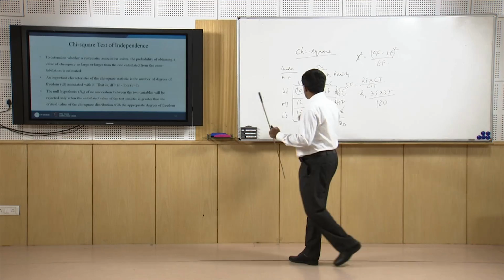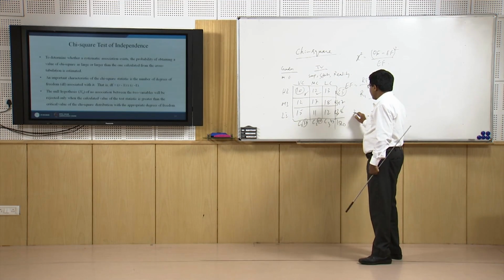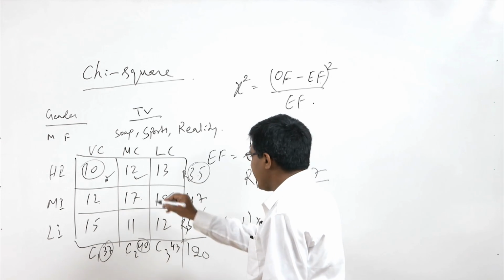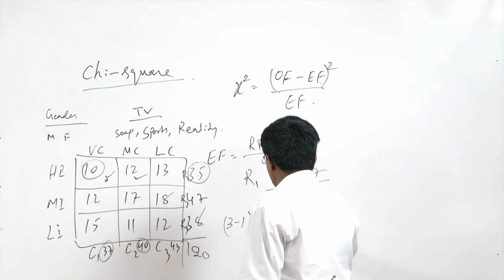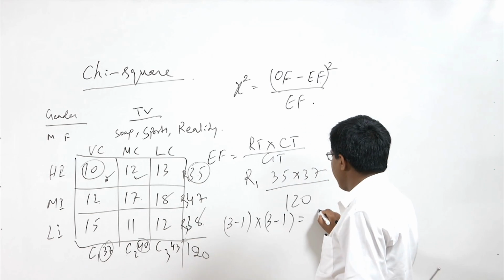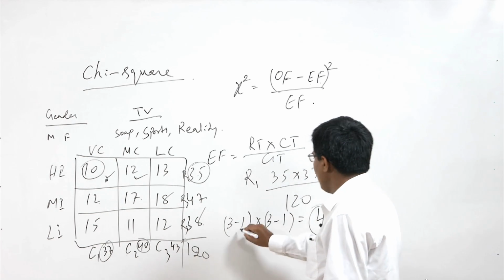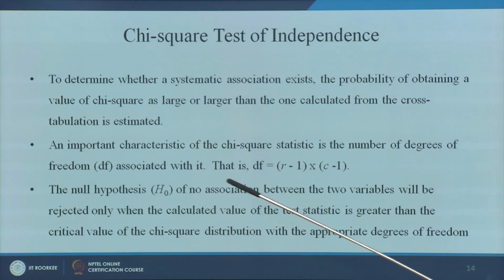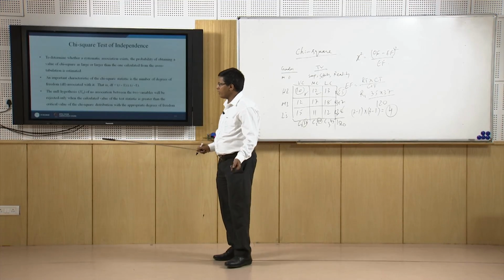In our case, how many rows were there? 3, so 3 minus 1, into how many columns? 3, so 3 minus 1. So my total degrees of freedom is 2 into 2, equal to 4. Okay. So the null hypothesis in this case is that no association between the two variables is there. The null hypothesis says there is no association, right.